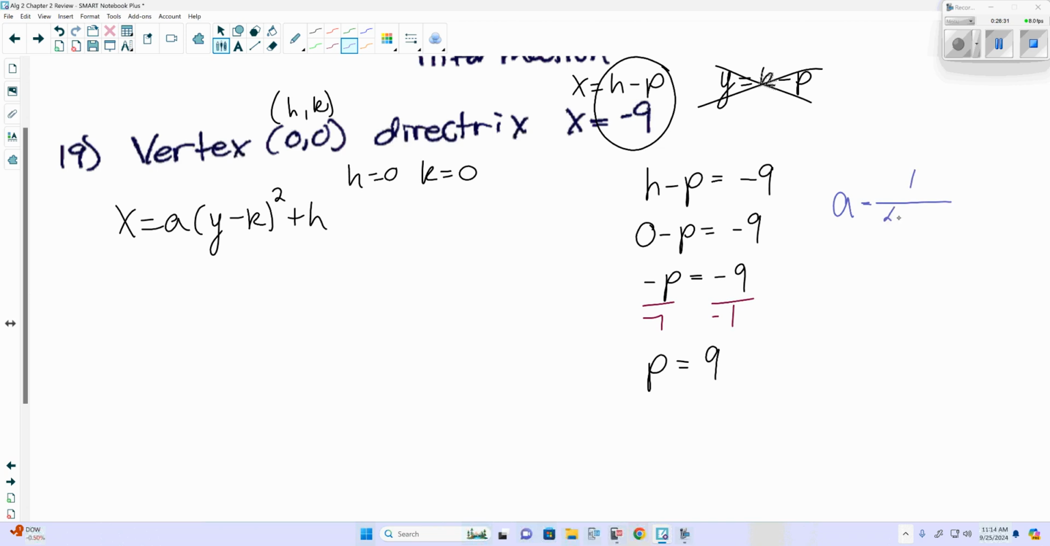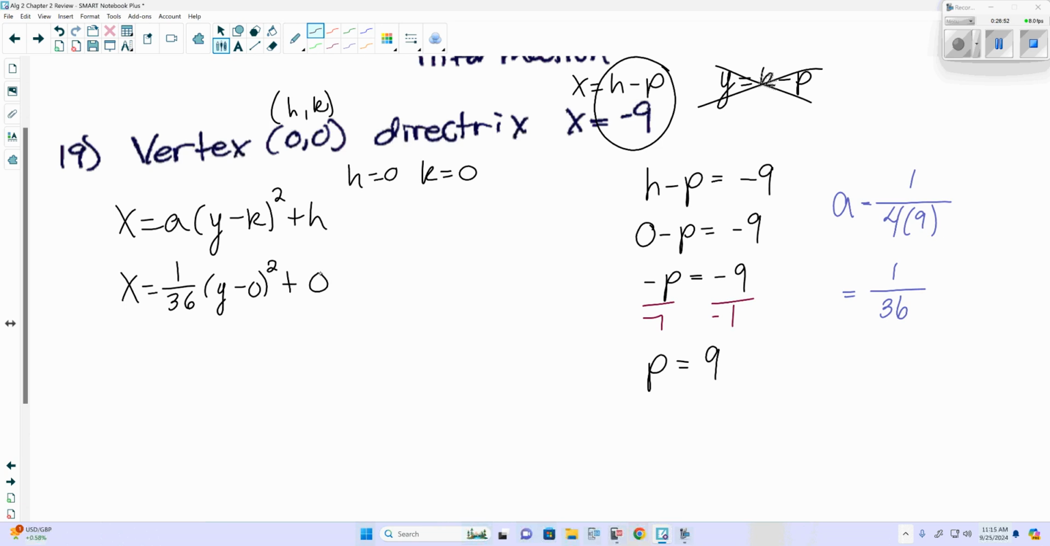Last but not least, to find a, 1 over 4 times p, 1 over 4 times 9. And if we plug this into the calculator, we get 1 over 36. Telling us that x is equal to 1 over 36 times y minus 0 squared plus 0.